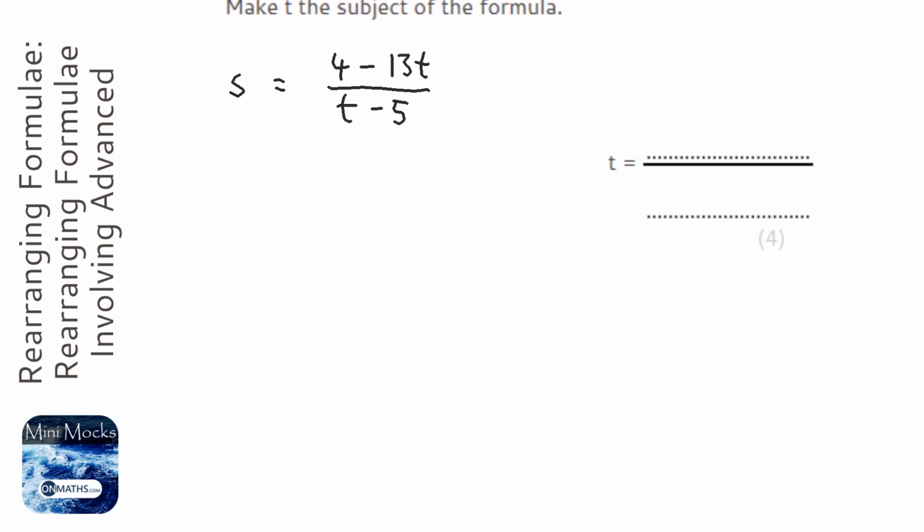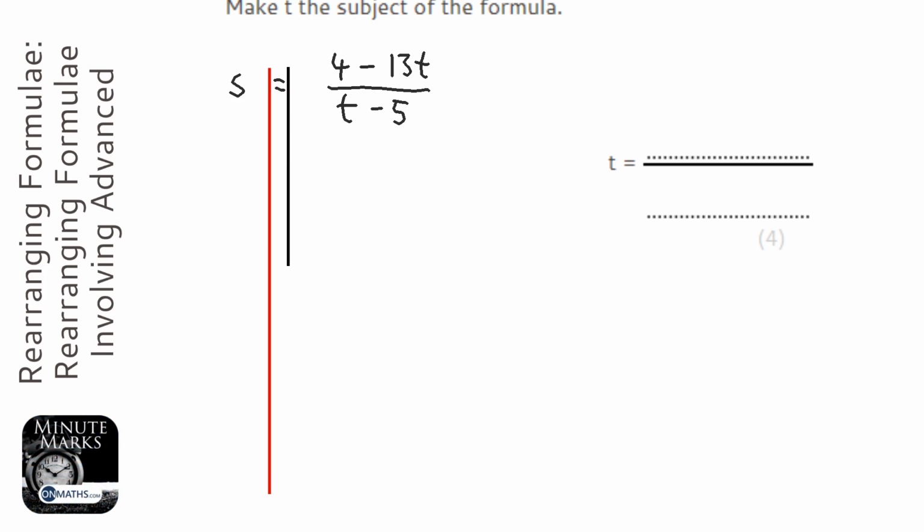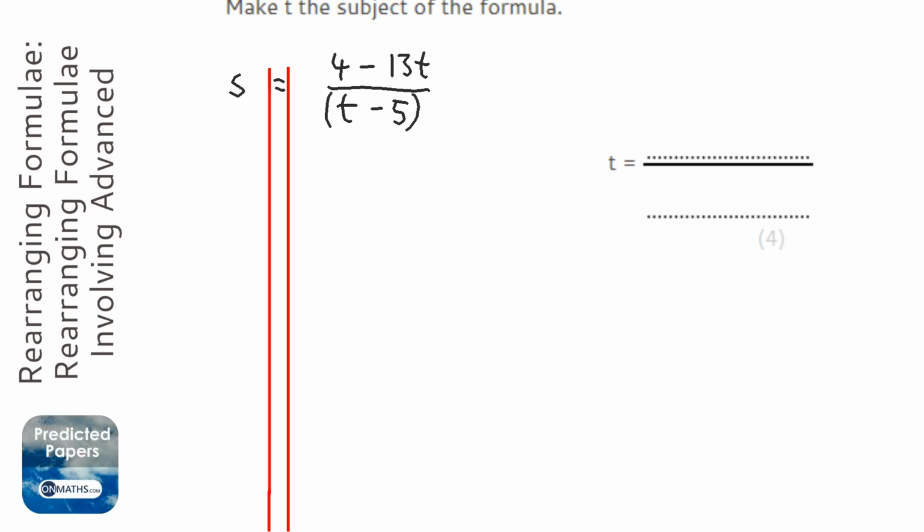I'm just going to scroll down to give myself enough room and put my lines in. Okay, so might as well extend it all the way to the bottom. To get rid of that fraction, I'm going to times both sides by the denominator. Because it's an expression, I put it into brackets, so I'm going to times both sides by t minus 5.